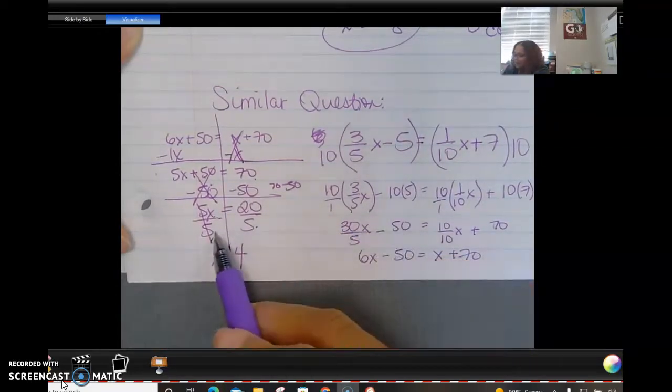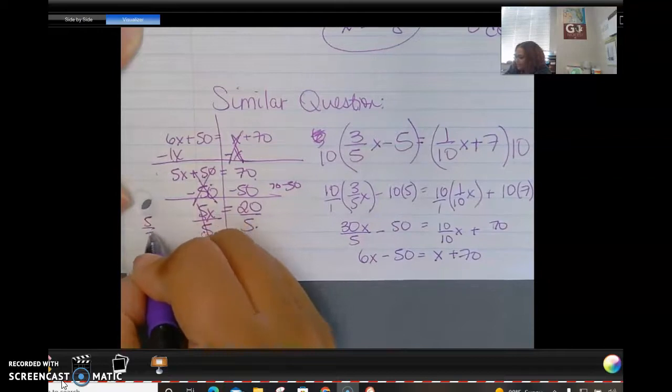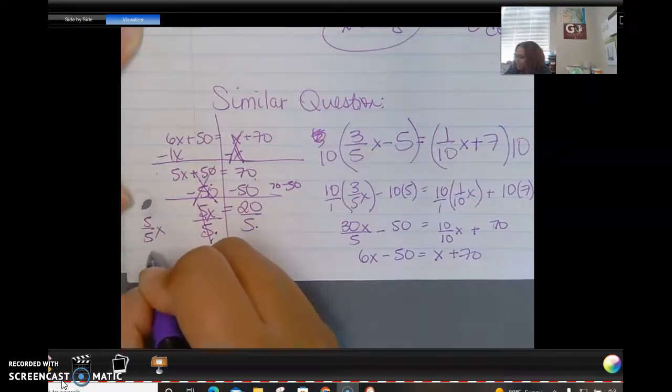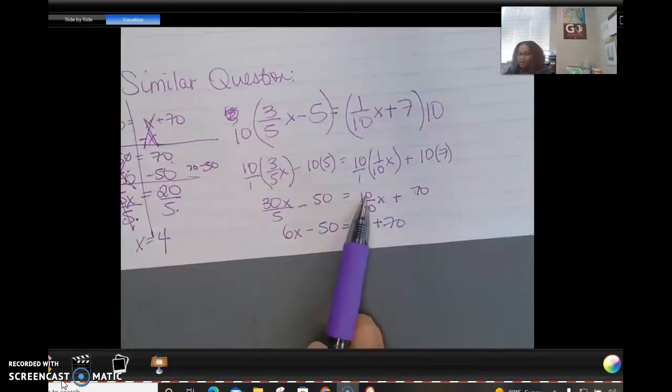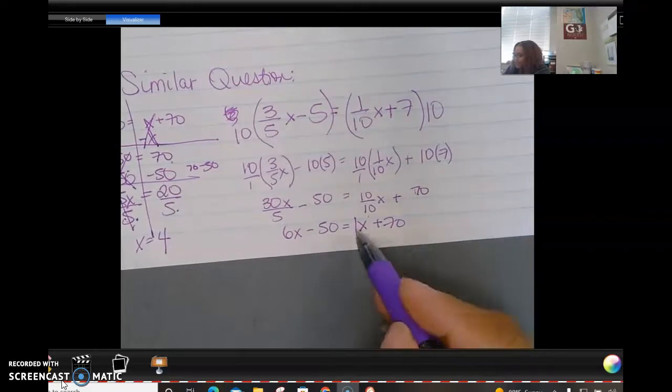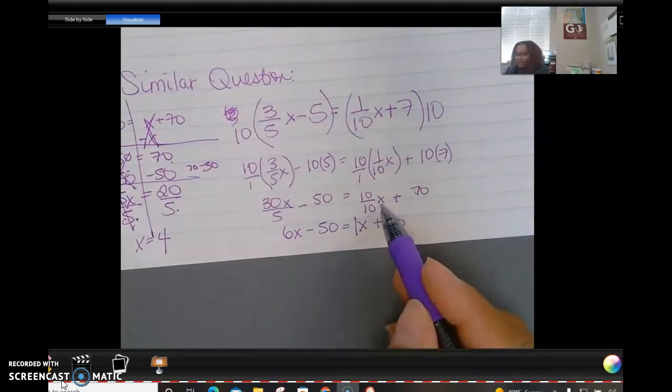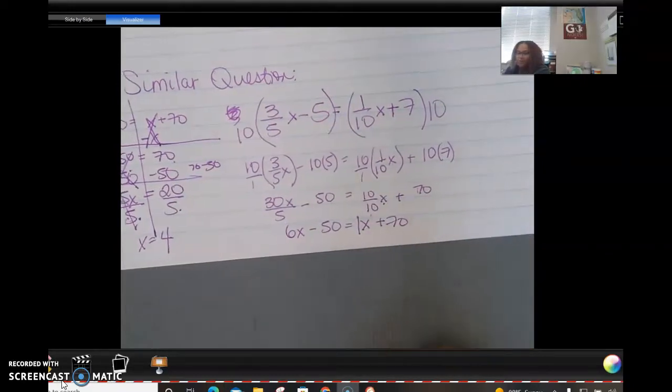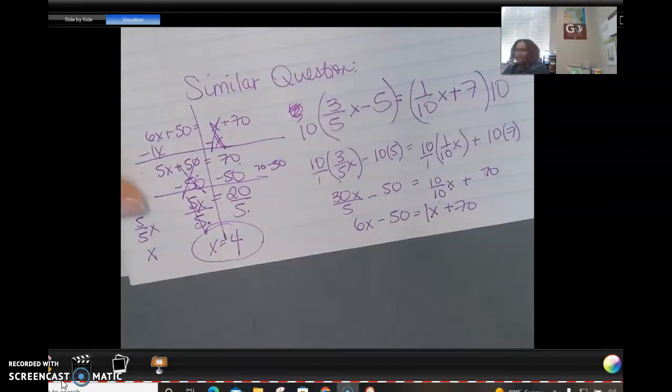Notice I do not put an x down here. I'm not dividing 5x by 5x. I'm just dividing by 5. So this looks like a 5 over 5 times x, which is just x. Just like this 10 over 10 times x turned into a 1x because this is one whole. Okay, I'm canceling out the whole fraction, but I'm leaving the variable. So over here, boom, x equals 24.